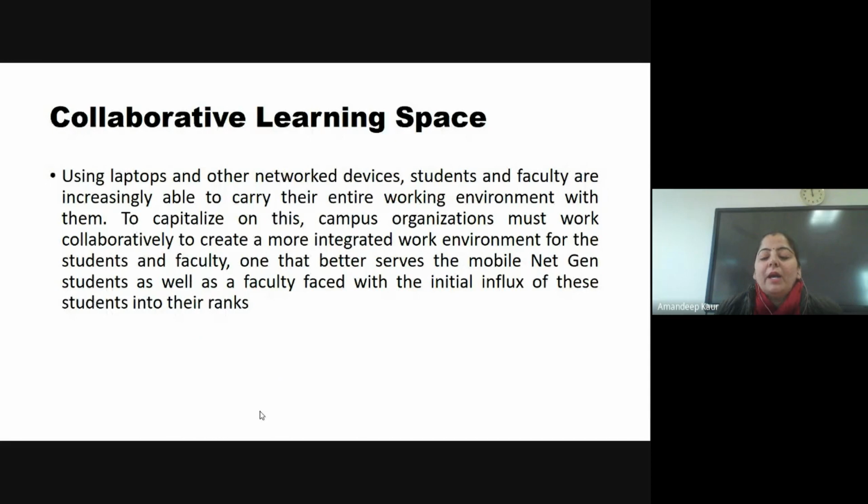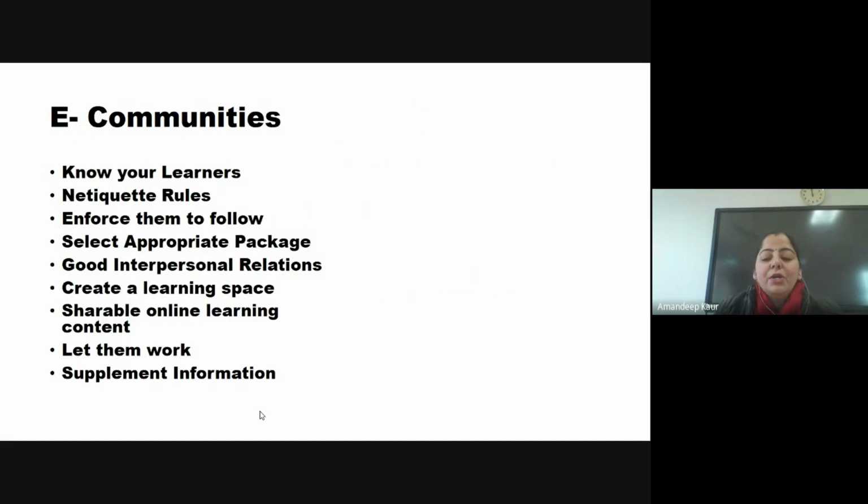Another example of the collaborative new learning spaces: using laptops and other network devices, students and faculty are increasingly able to carry their entire working environment with them. To capitalize on this, the campus organization must work collaboratively to create a more integrated work environment for the students and faculty, one that better serves the mobile net generation student as well as a faculty faced with an initial influx of these students into their ranks. So that kind of collaborative environment needs to be created at an institute level.